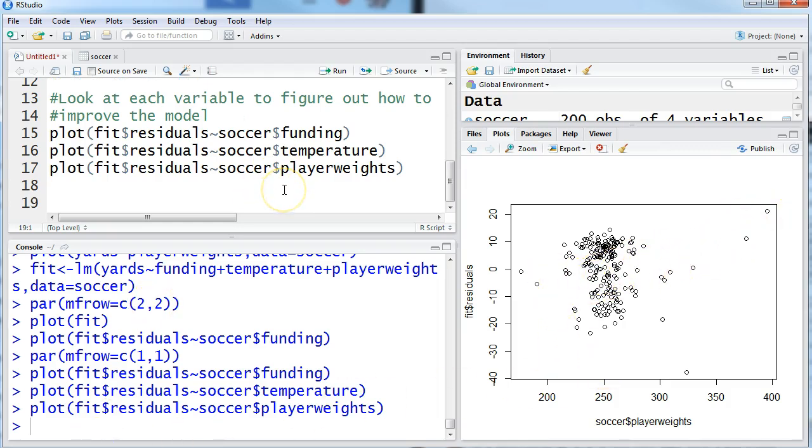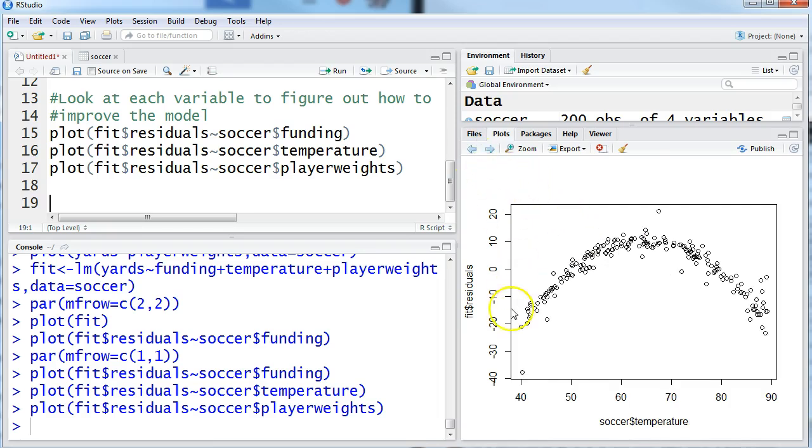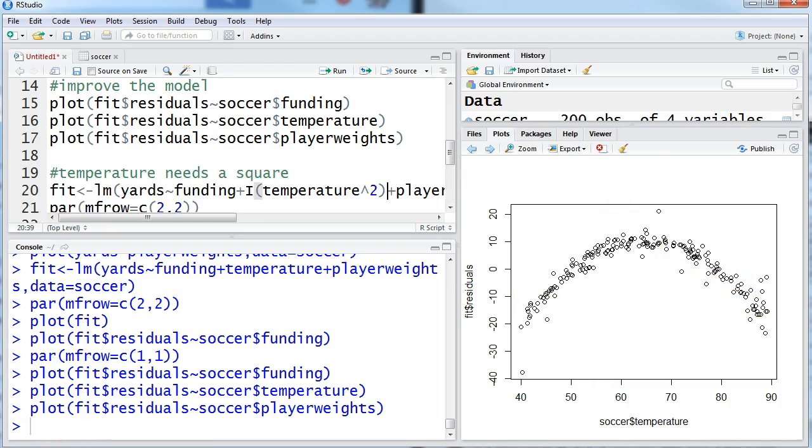Now keep in mind, our goal here was not to fix the whole model in one swoop. It's to find the variable that most needs to be fixed. In other words, who is screaming the loudest? And look at temperature. Give me a quadratic. Okay, so let's redo what we just did. I could go back up and just change it and rerun it, but because I want you to have this code, I'm going to actually copy and paste.